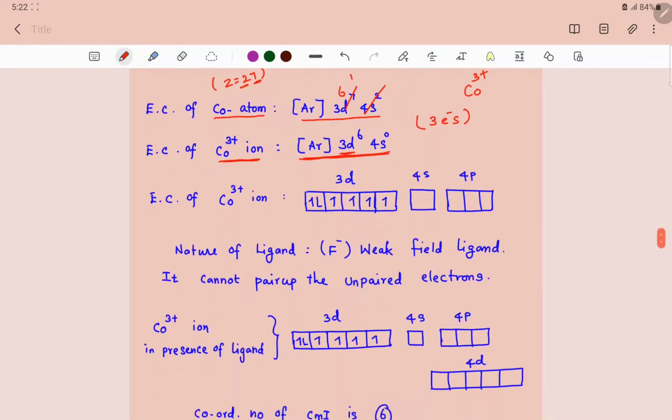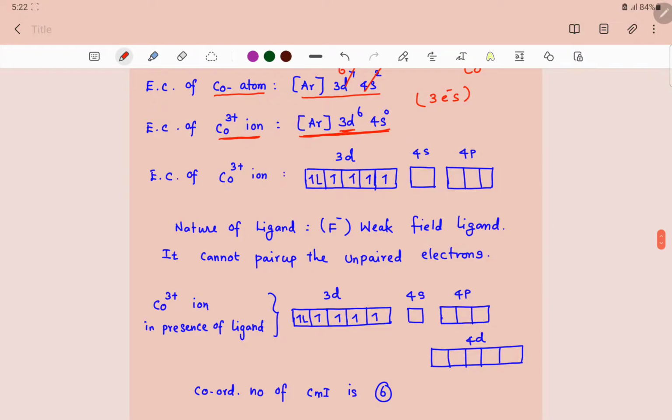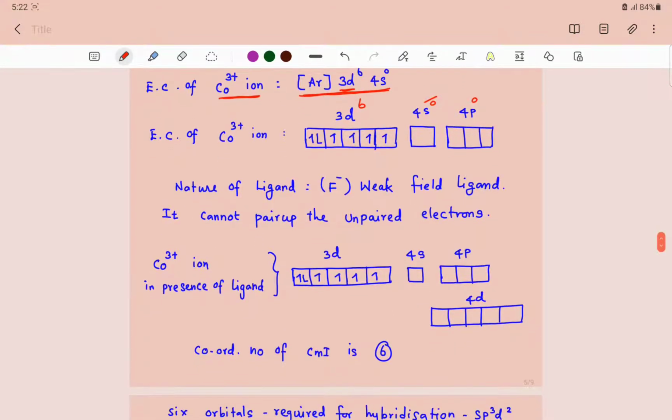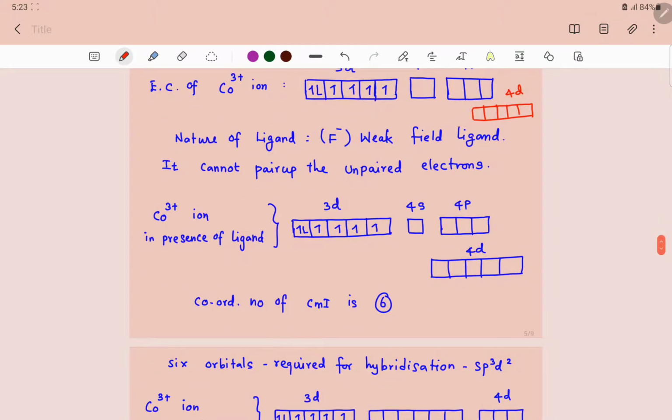Now the orbital diagram for cobalt 3 plus: the 3d orbitals with 6 electrons. The five d orbitals are filled according to Hund's rule, the first orbital with 2 electrons and the remaining 4 with single electrons. The 4s orbital has 0 electrons, 4p also 0, so 4s and 4p orbitals are empty, and the 4d orbitals are also empty. You can draw the 4d orbitals too, because we are going to use them for hybridization. It is a 4d0 configuration.